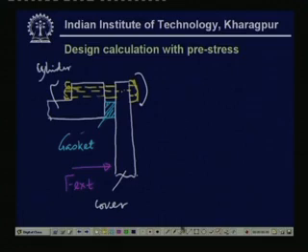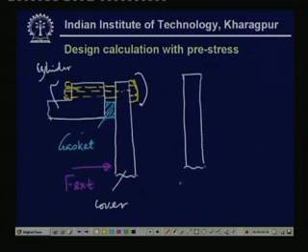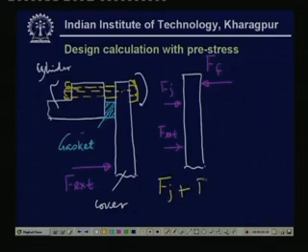Again we draw the free body diagram of the cover plate. So this is the cover plate, and we have this force F fasteners, say, and here F joint, and this is F external. So we have one equilibrium equation, that is, Fj plus F external minus Ff is equal to 0. But this is not sufficient to calculate Fj and Ff separately.